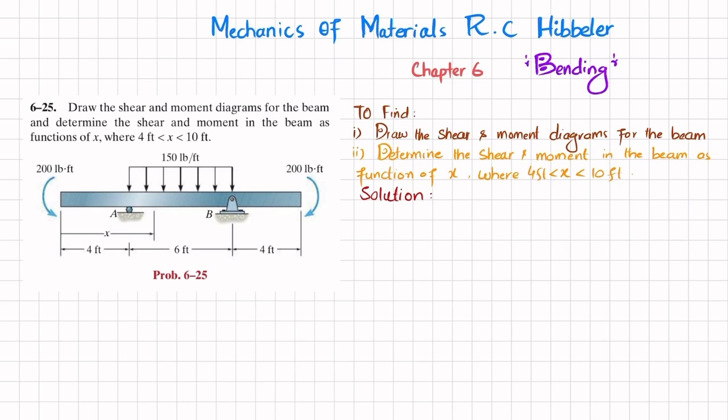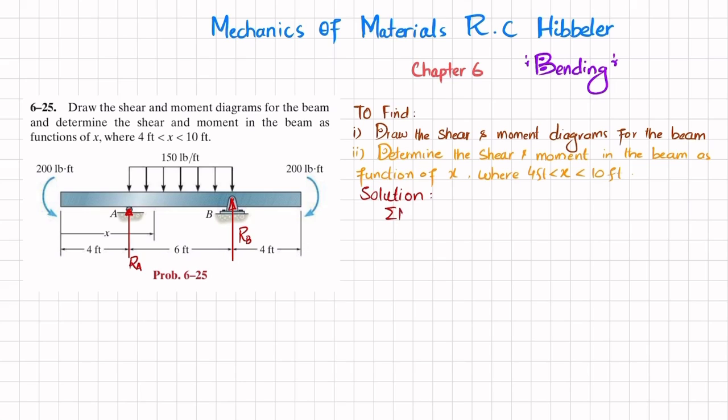So you have to find the shear force and moment diagram, and then the shear and moment as a function of x for the region x greater than 4 feet and less than 10 feet. So let's start with the solution. First step: if you remove this roller support at point A, you will have a reaction force RA, and if you remove this pin support at point B, you will have a reaction force RB. We will find RA and RB by using the equations of equilibrium.